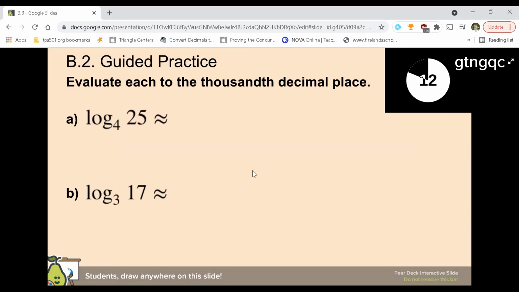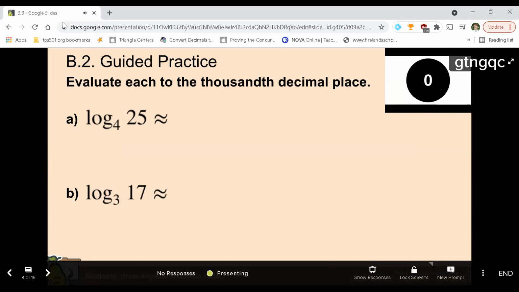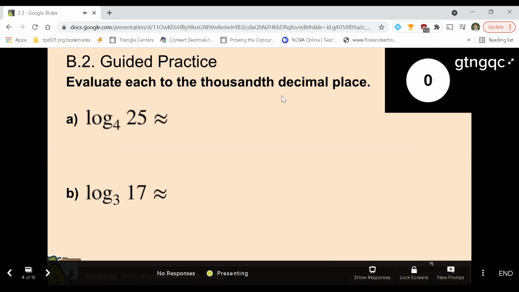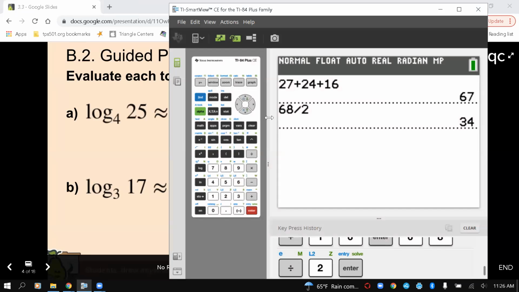The answer should be between 2 and 3. Let me show you how to type it in. There are 2 ways you type that in. Stop share, reshare, full screen. One is to use the change of base rule. We'll just do log of our value, 25, divided by log of the base.